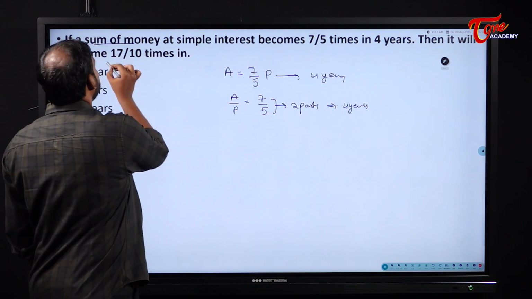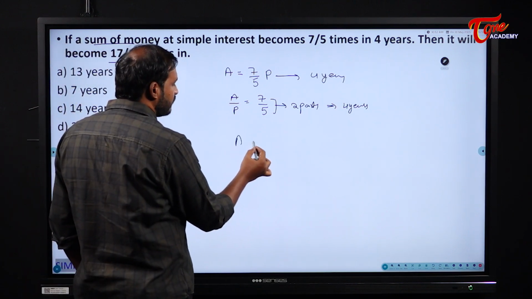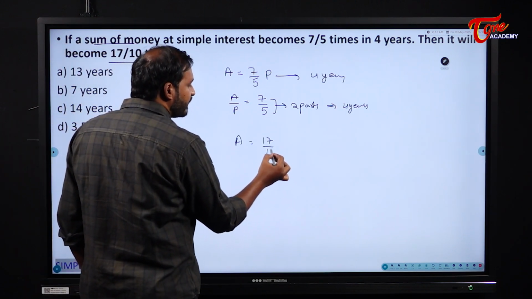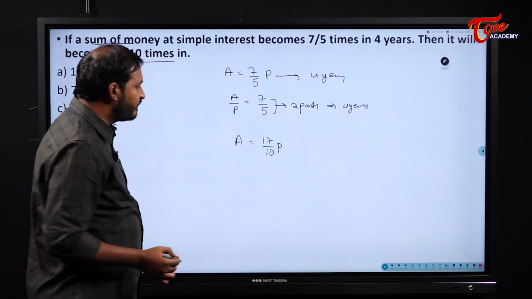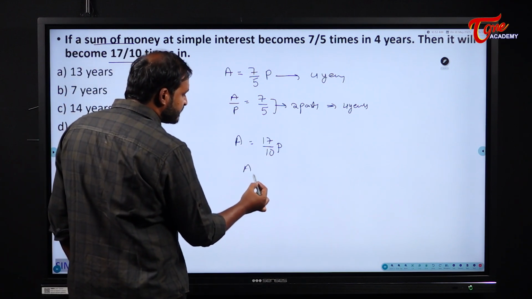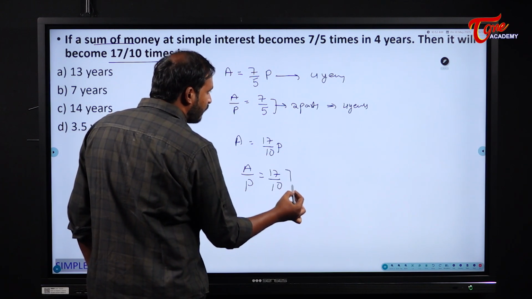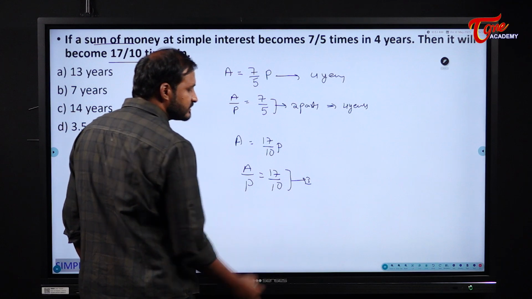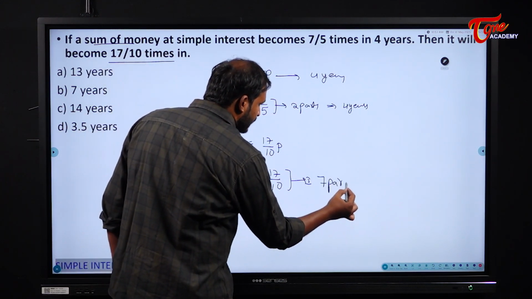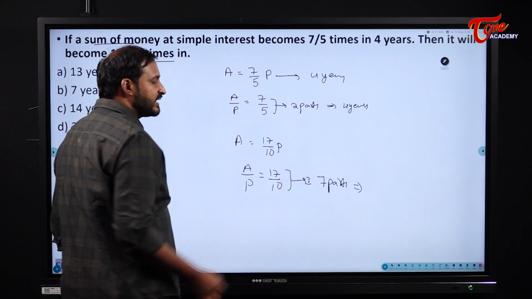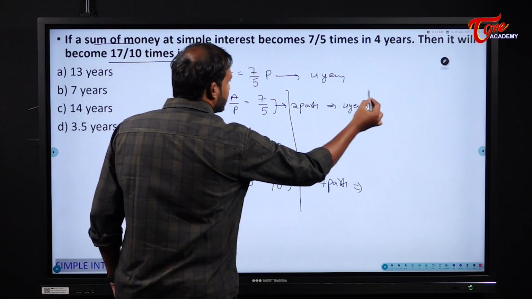Now, then it will become 17/10 times. 17/10 times means amount is equal to 17/10 of P. Am I correct? Now, amount by principal will be 17/10. Now tell me, what is the interest in this case? Interest in this case is 7 parts. To earn 2 parts as interest, how many years is it taking? 4 years, right? Okay, please observe this area now.